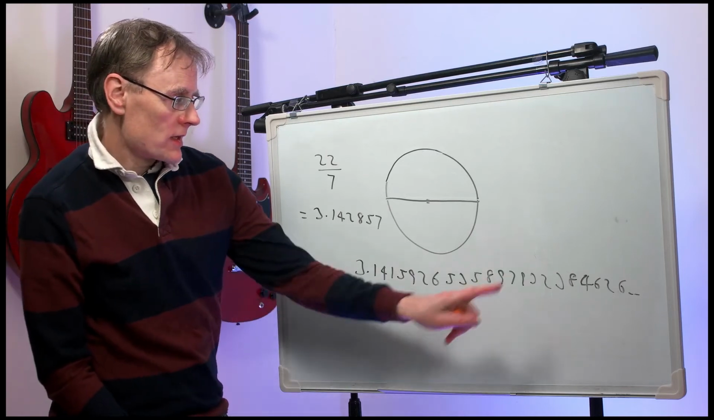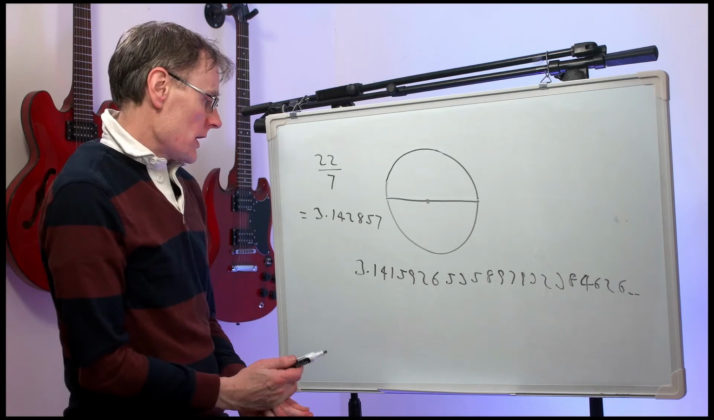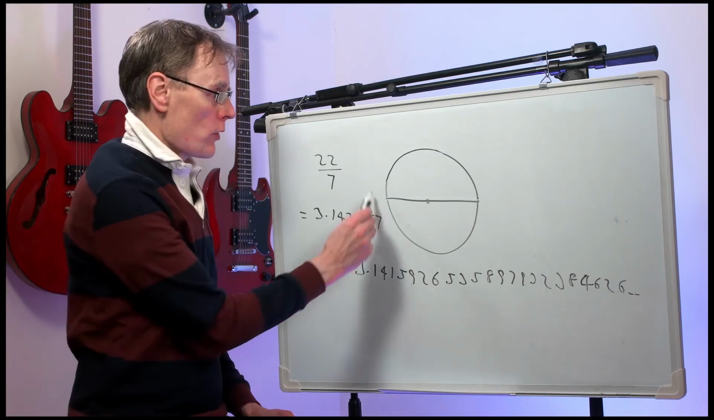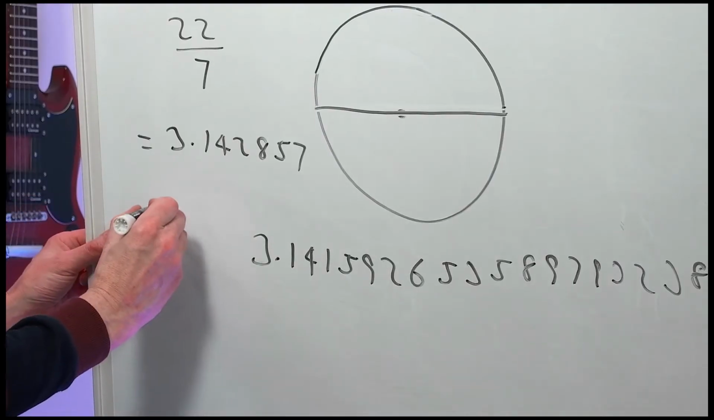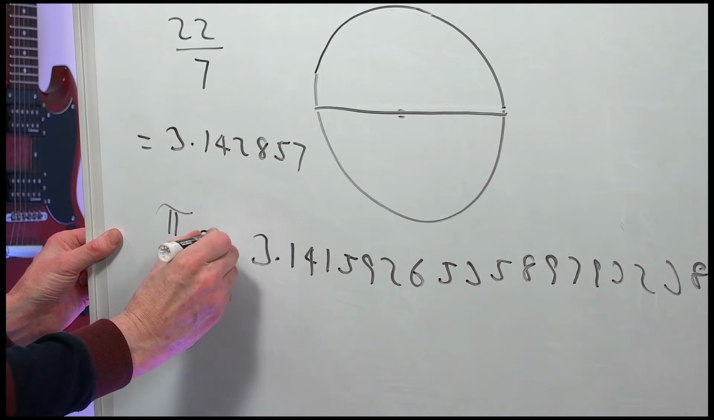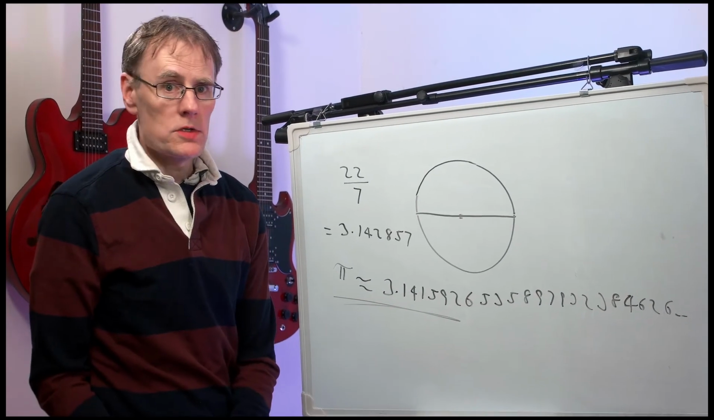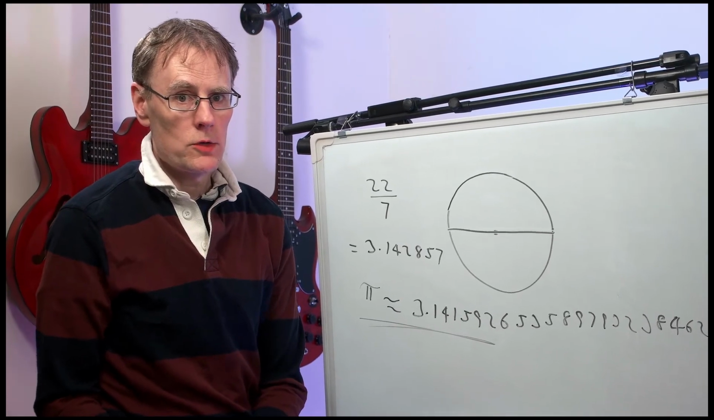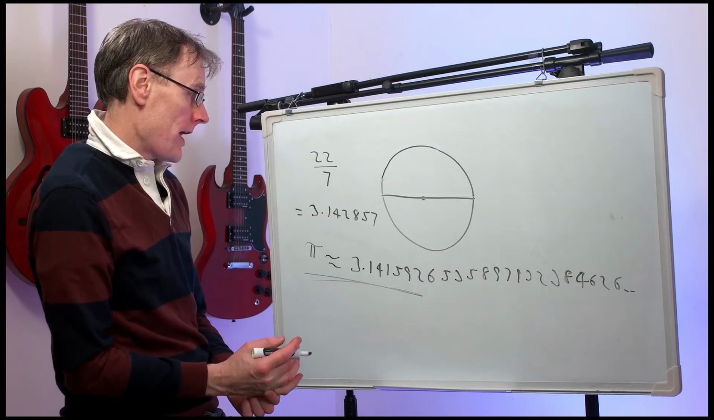So we can't write this number down. I've not written it down exactly. It needs a name. And it was given the Greek letter P, P for perimeter. And we call the Greek letter P pi. So pi is approximately 3.14159265358979323846626, etc. And it keeps on going on forever.